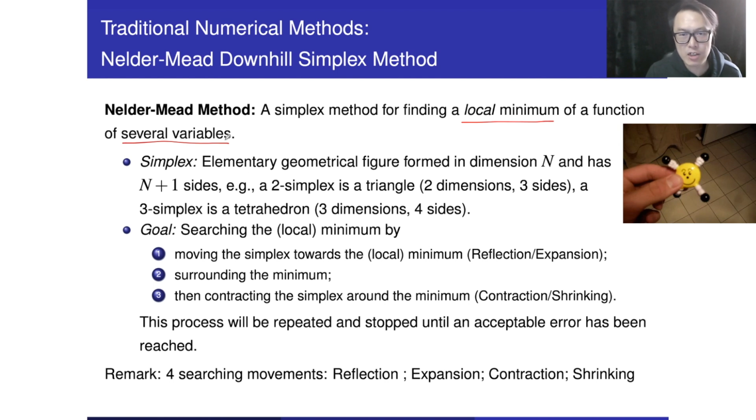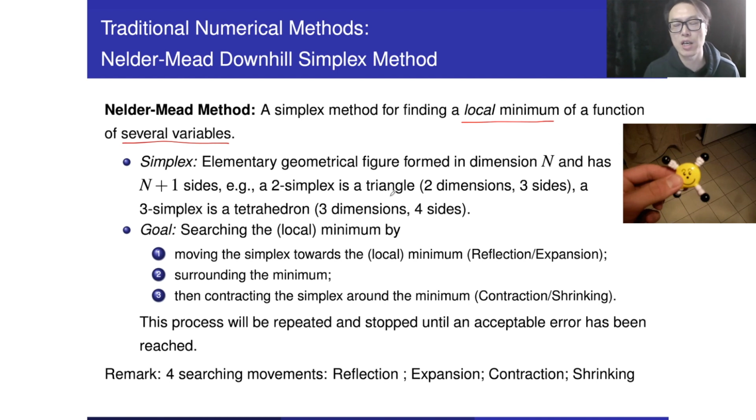But in this example, or in this method, I only introduce a two-dimensional case. It means that we only consider two variables, x1, x2. When we talk about a simplex, it means that it is a kind of geometrical figure, an object formed in n-dimensional space. If we talk about n dimensions, with two variables, we will have 2 plus 1. That is a two simplex, that is a triangle.